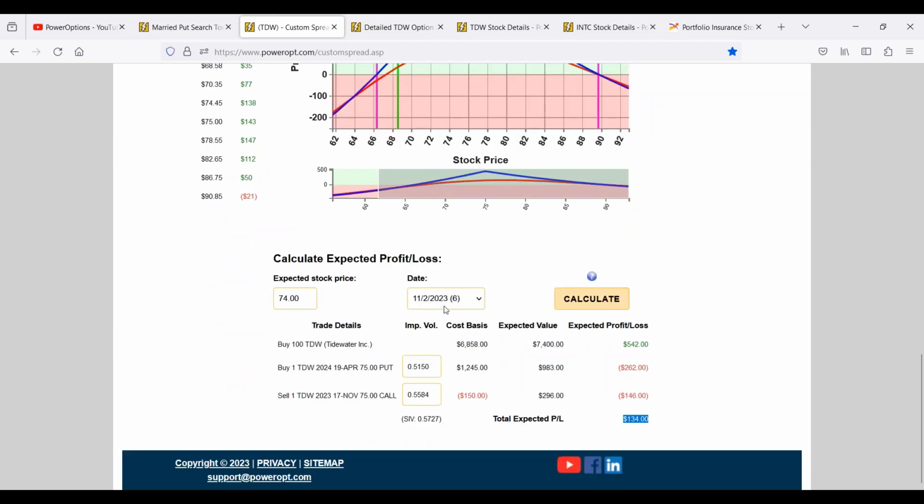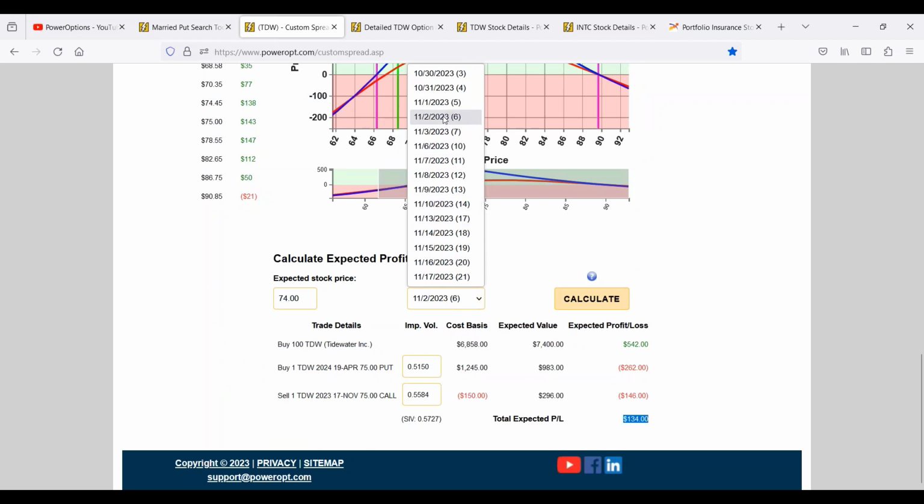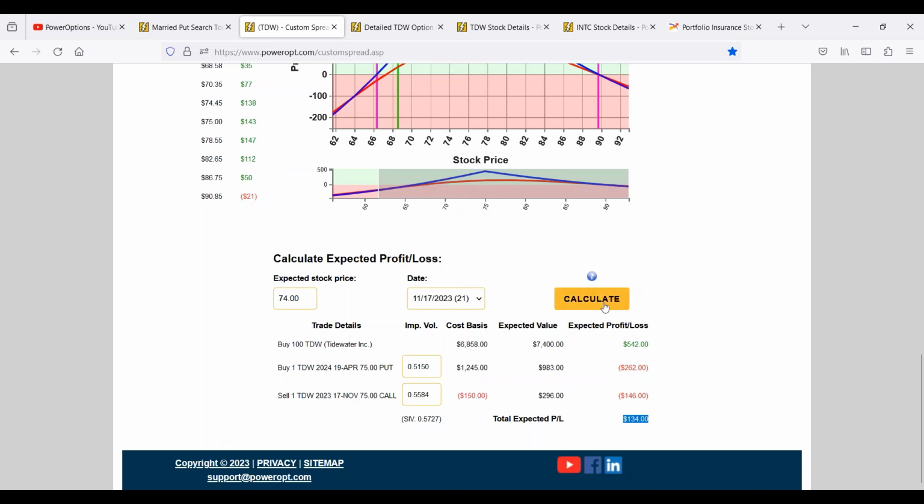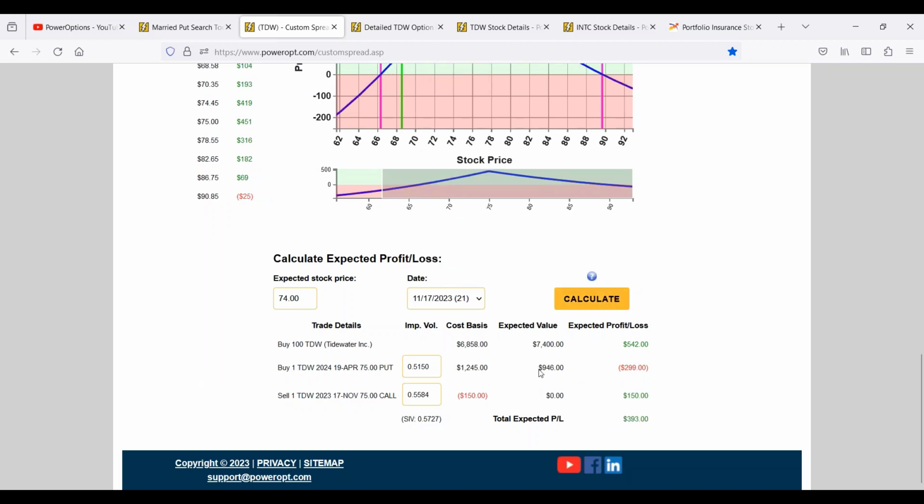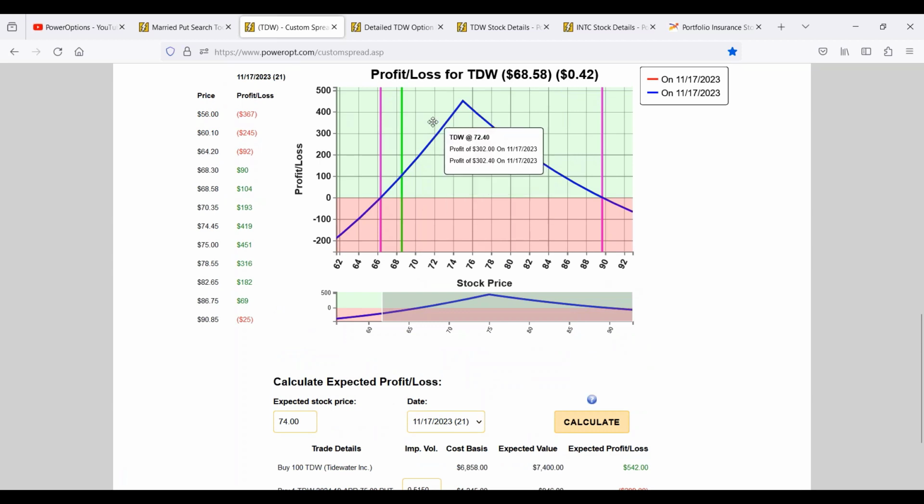Let's go to November expiration to see a little bit better. So it goes after the earnings on November 2, pops up, rides out, stays at the 74 level to November expiration. Okay, so we keep the full 150 on the call. Our put is still valued at 946. We only lost 299. We've gained 542 on the stock, so we've got a total profit of 393.